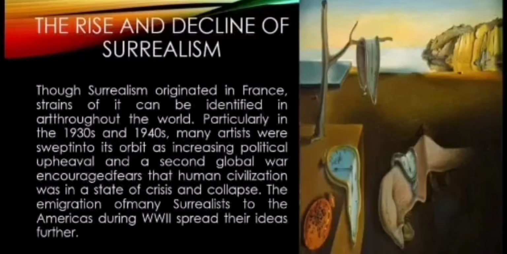The rise and decline of surrealism. True surrealism originated in France. Strains of it can be identified in art throughout the world, particularly in the 1930s and 1940s. Many artists were swept into its orbit as increasing political upheaval and a second global war encouraged fears that human civilization was in a state of crisis and collapse.